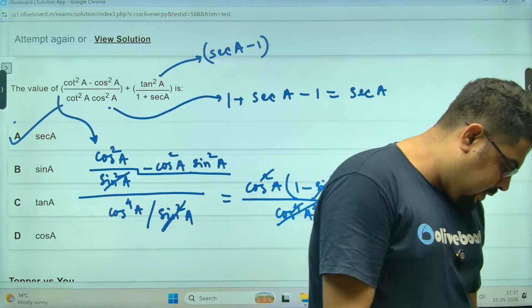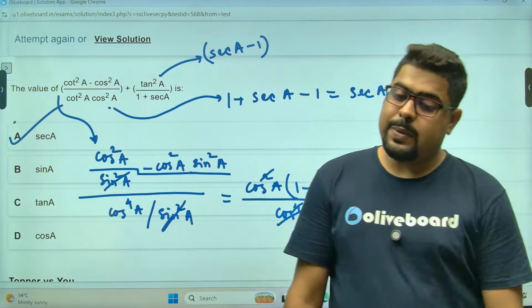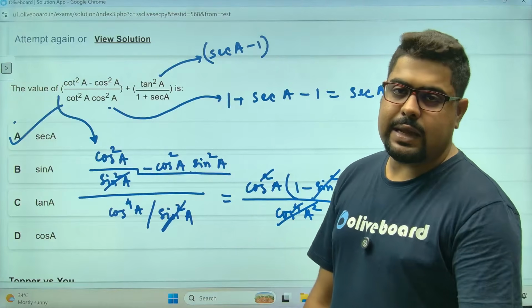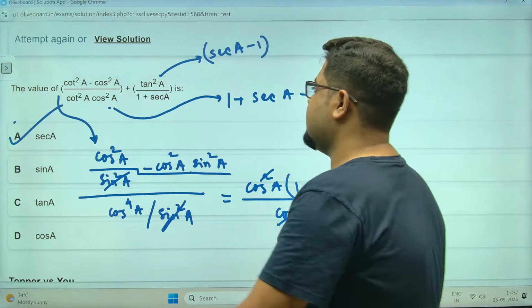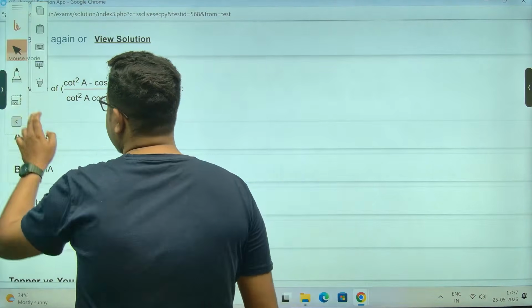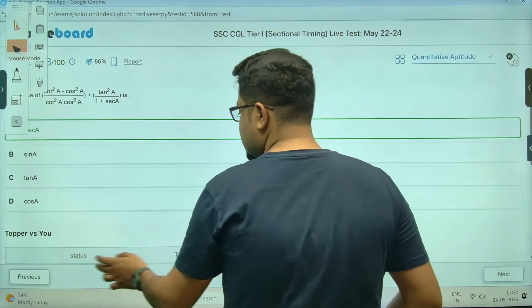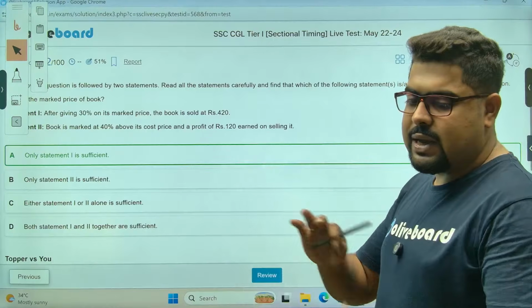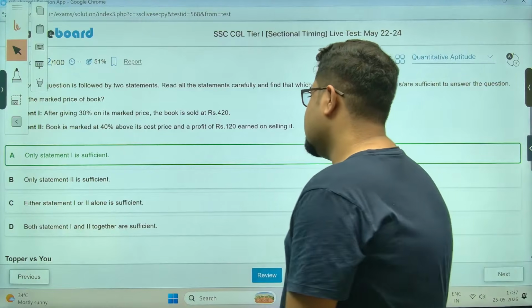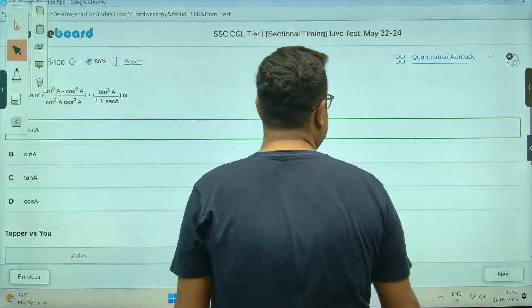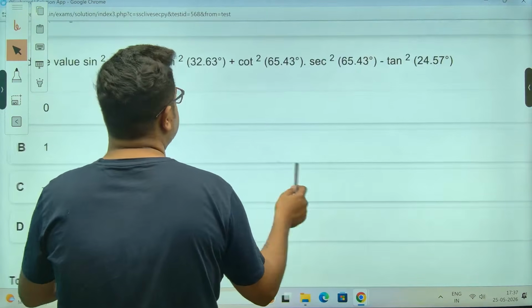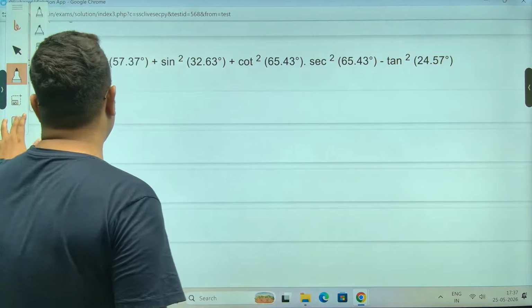Discount and profit percentage was given. If the profit percentage were given, then we could have gone for the calculation. But in the last question, they had only given you the value of the profit, 120 rupees. From there, we cannot find anything. Right? We cannot find anything. Next one, please, sir.